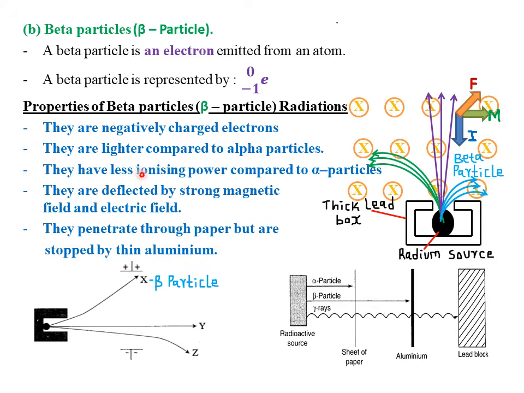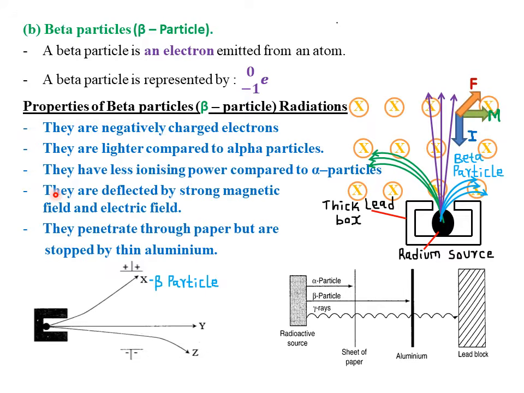But because the beta particles have less ionizing power, it's simply because of them being light. That simply means that they move relatively faster as compared to alpha particles. And the faster a particle moves, the lesser ionizing power it has because it has less time to interact with molecules on its way in order for it to ionize them. So beta particles have less ionizing power as compared to the alpha particles.